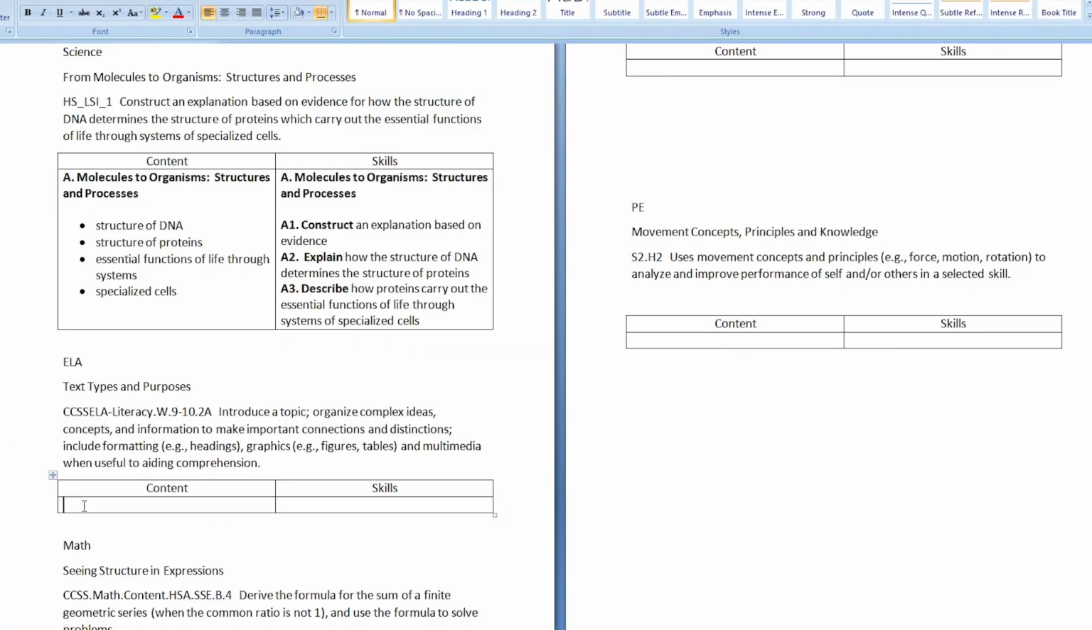Okay, so let's move on to ELA. And I'm going to do the same thing I did in the first round, only I'm going to show you a slightly different way to do it.